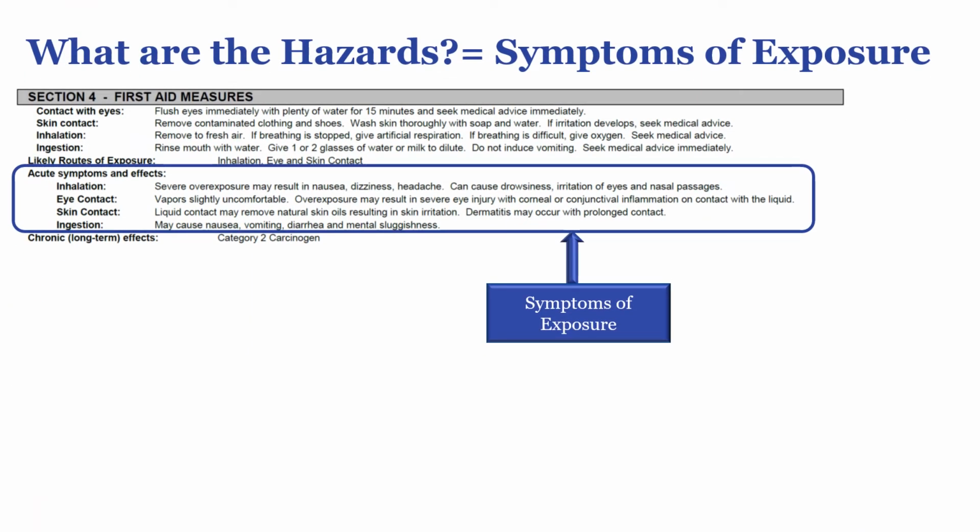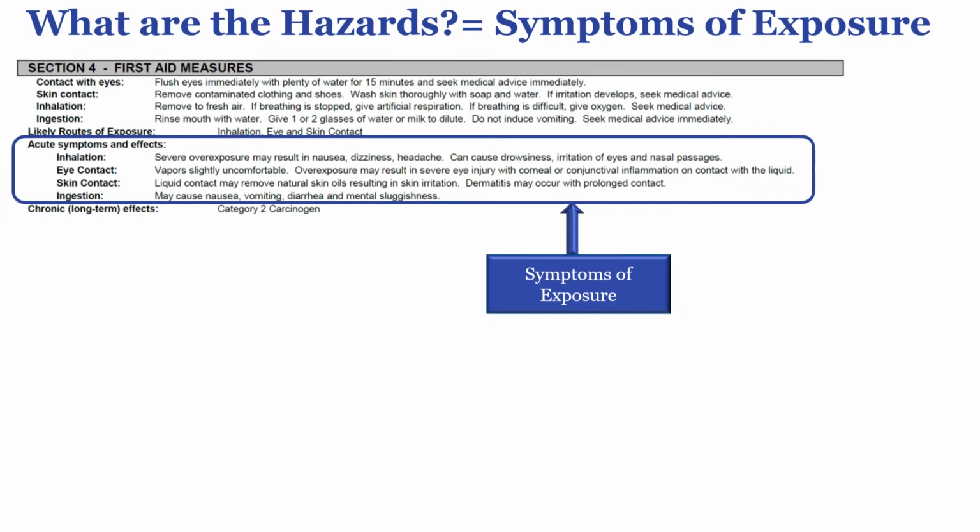Symptoms of exposure. A key part to understanding the hazards is to know what symptoms to look for when someone is exposed to a product, which can be found in Section 4 of the SDS. For example, with P70, inhalation. Severe overexposure may result in nausea, dizziness, headache, can cause drowsiness, irritation of eyes, and nasal passages.